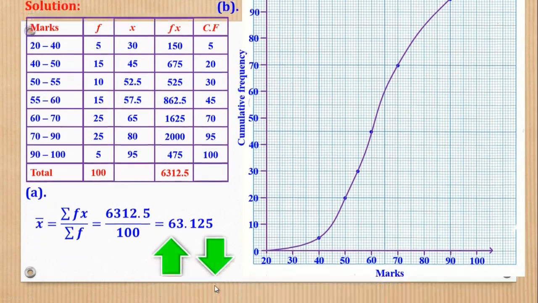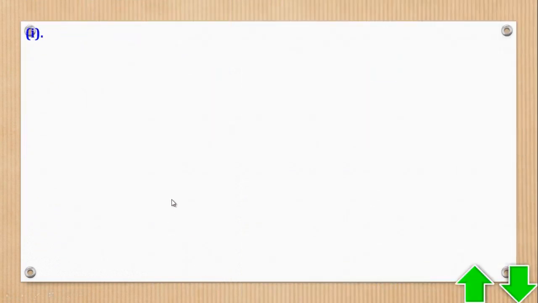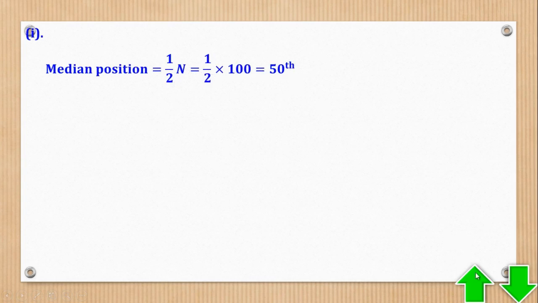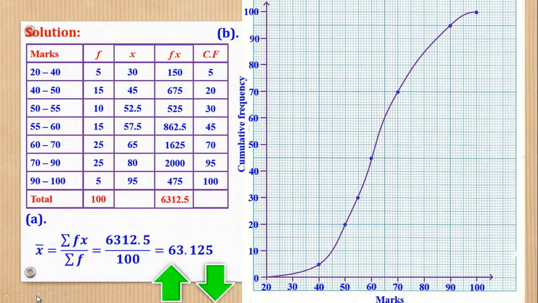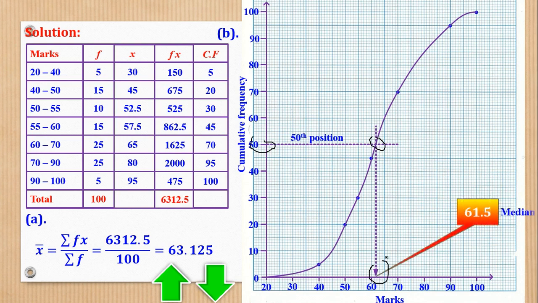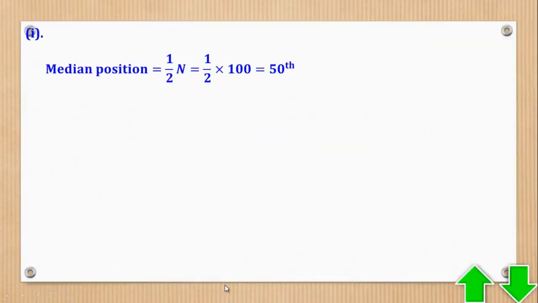So I'll come here and first get the median position. Median position is a half n, which is half times 100 to give you 50. Therefore, I'll come here and look for 50, then take a horizontal line to meet this curve, and take a vertical line to meet the horizontal axis, and read off that value. And that will be the value of the median they wanted. So I'll come here and state that the median is that.